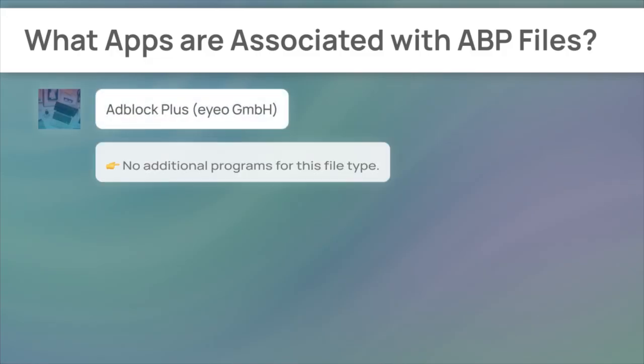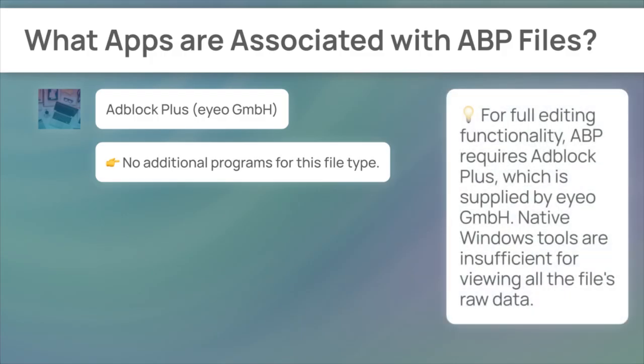eyeo GmbH defined Adblock Plus as the main handler for ABP files. Native Windows tools are insufficient for viewing all the file's raw data. Windows may display structured text, but interpreting the meaning relies on external guidance.